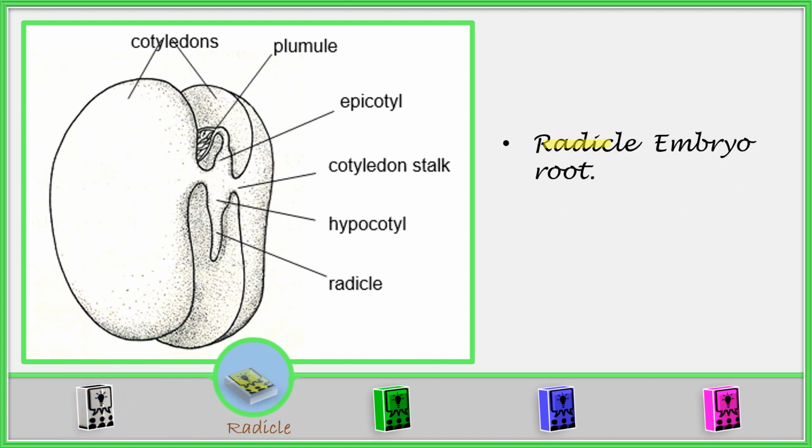We have the radicle. The radicle is the embryo root. This one here is our radicle, and it is part of the embryo. So the embryo has a root, and that root we call the radicle.